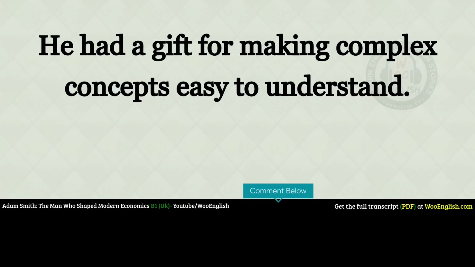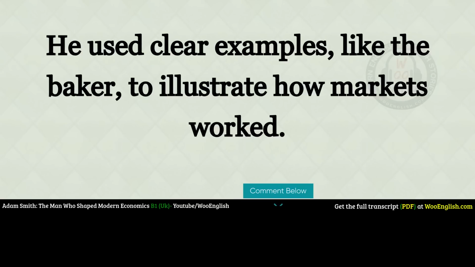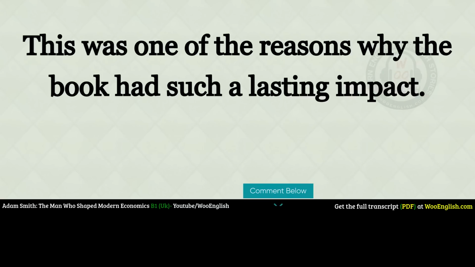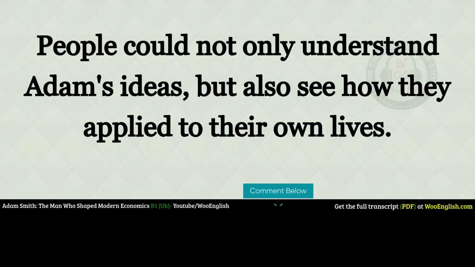What made The Wealth of Nations so powerful was not just its ideas, but the way Adam presented them. He had a gift for making complex concepts easy to understand. He used clear examples, like the baker, to illustrate how markets worked. He wrote in a way that was engaging and accessible, making his ideas available to a wide audience. This was one of the reasons why the book had such a lasting impact.